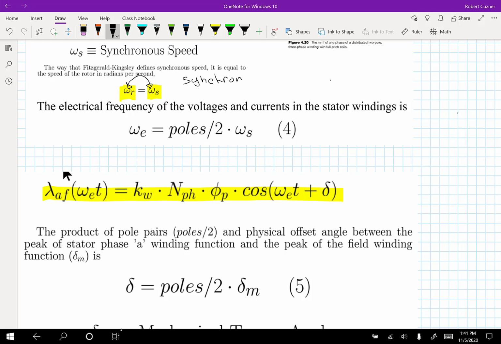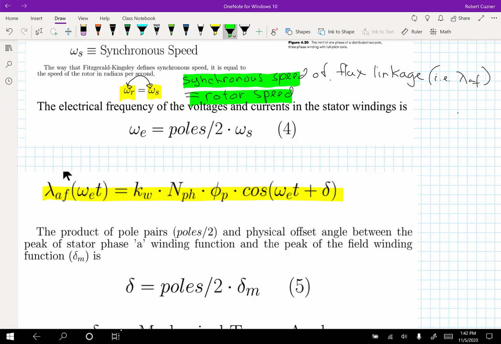For a synchronous machine, the synchronous frequency is equal to the rotor frequency, or in other words, the synchronous speed of the flux linkage, i.e. lambda AF, is exactly equal to the rotor speed. That is what makes this a synchronous machine.